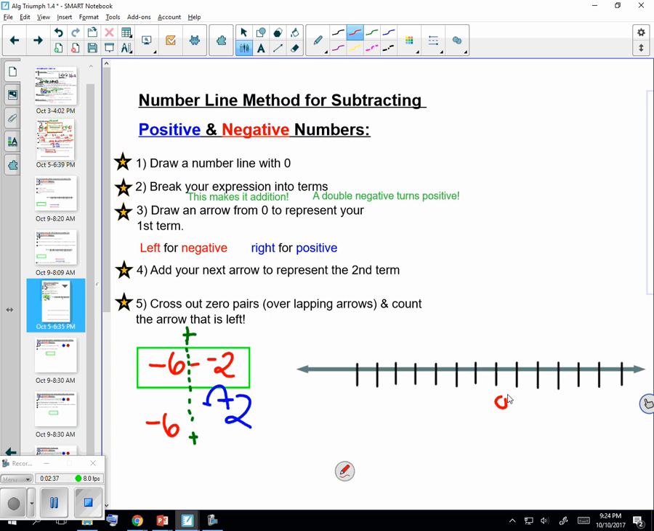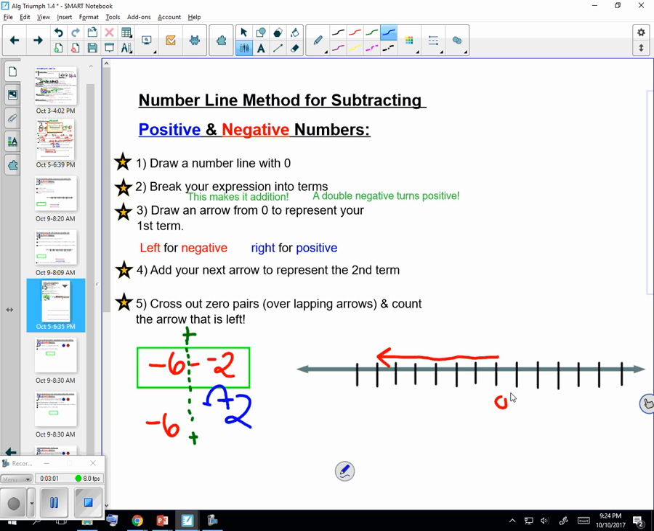So we're going to draw an arrow from 0 to our first term, negative 6. Since it's negative, we should face left. 1, 2, 3, 4, 5, 6. Why is it facing left? Because it's negative. That should pop into your head right away. Now, we're going to do step 4. Add our next arrow to represent the second term.